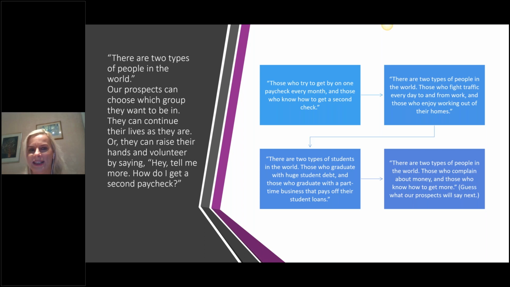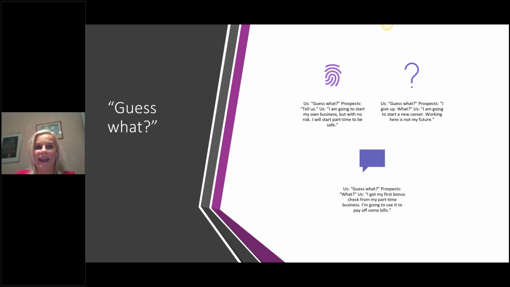You can just guess what your prospect is going to say or ask next. Guess what? Another great wordplay. Guess what? Well, what? Tell me more. So pretty simple. Everybody hears "guess what." We always use it in daily communication. It's just words which we don't even need to think about. We say them so often in a day.